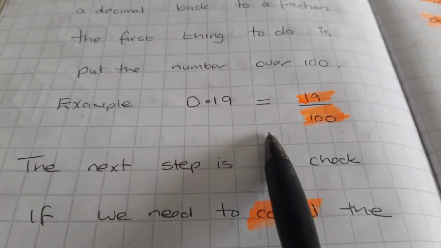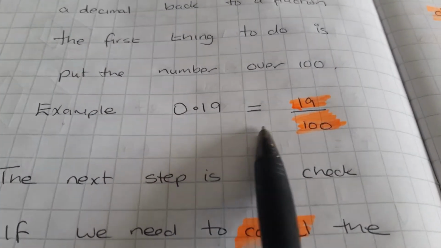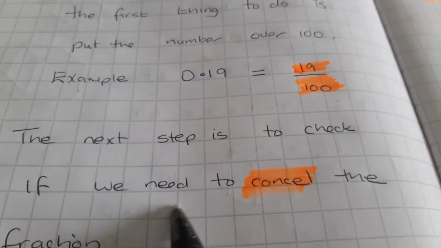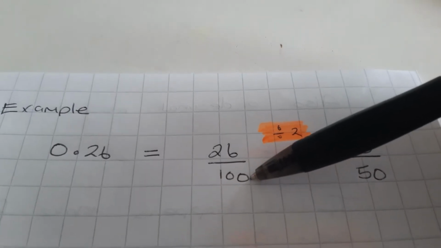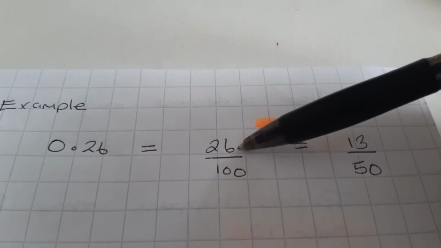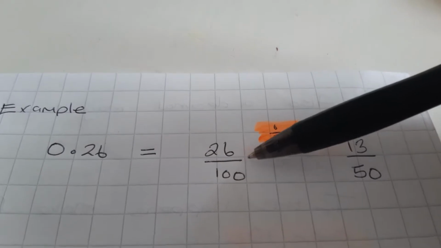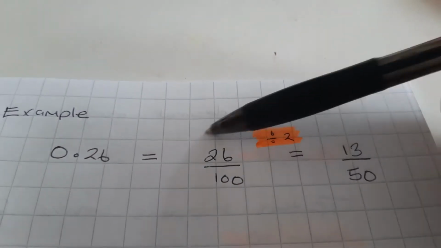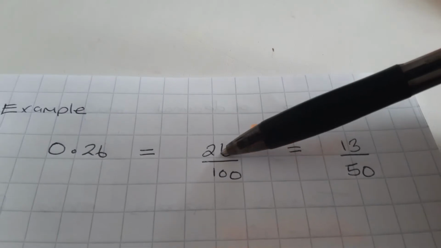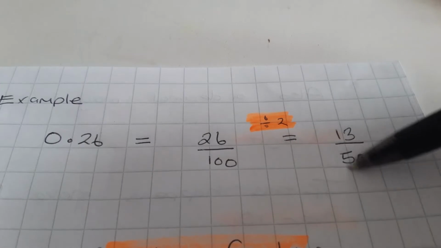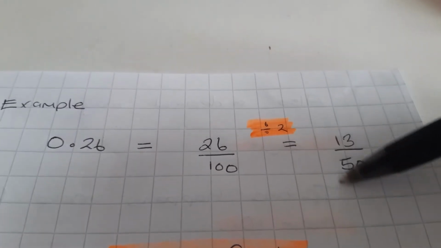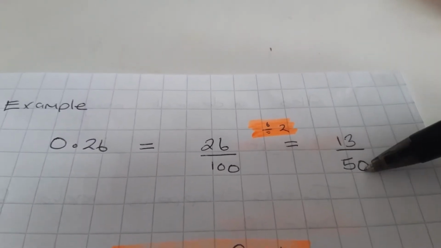So the first thing just to go over again is you take the decimal, you put it over 100, and then you try and cancel it down. So for example, here we have 0.26. We put 26 over 100. We realise that 26 and 100 are both even numbers, so we are going to divide this fraction by 2. So 2 into 26 goes 13 times, 2 into 100 goes 50 times, and this is the answer. You cannot make this any more simple. 13 over 50 is the finished answer.